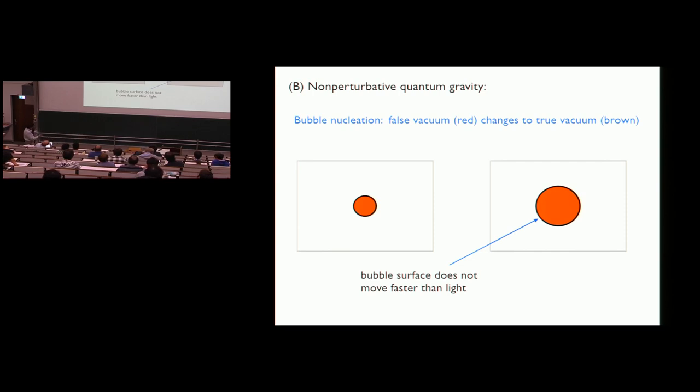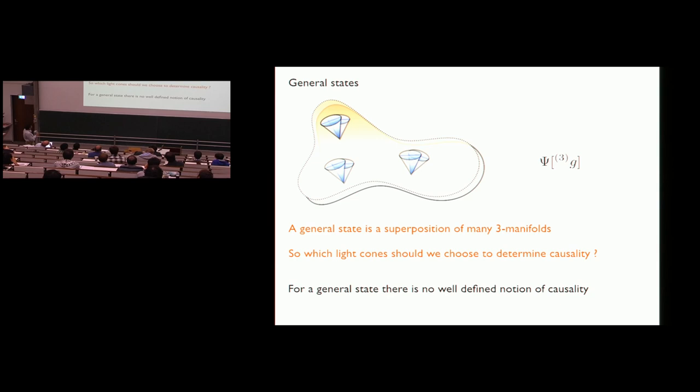So let's go and see what we can really say about causality. Now, if you take a generic state in a quantum gravity theory, it will be hard to define a notion of causality because you have many manifolds which are being superposed. You write a wave functional of all the geometries, and for each of them, the light cones are different. So which light cone will you use to define causality? There's no preferred light cone. Every manifold in this has its own light cone. Okay. So how will you ever get any causality?